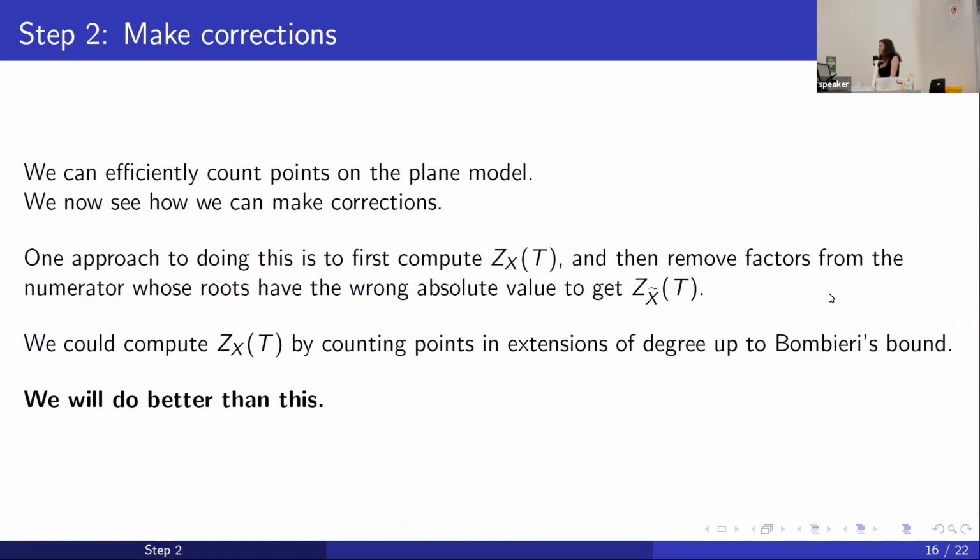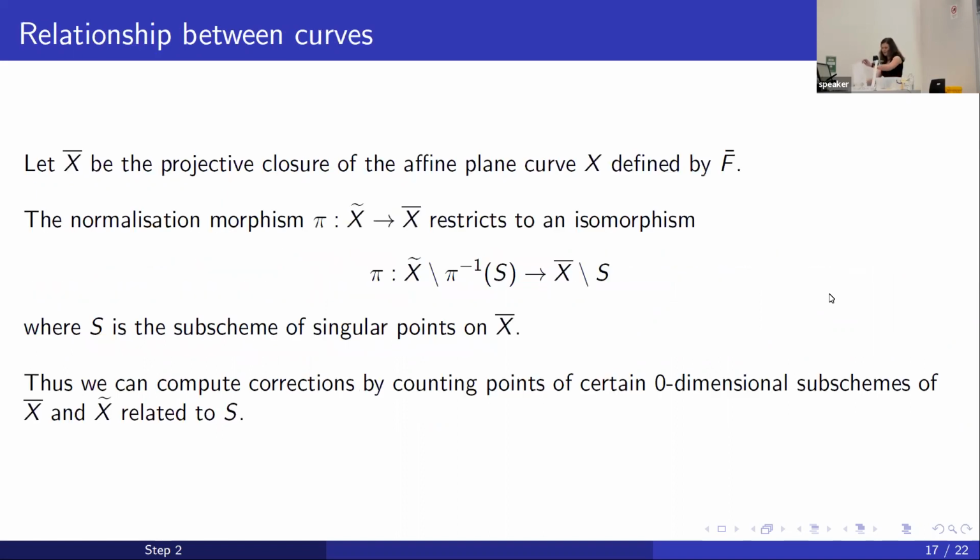We could, for example, always go up to Bombieri's bound on the degree of the numerator of the zeta function, but we're going to do a lot better than this. We will compute the corrections much more cheaply.